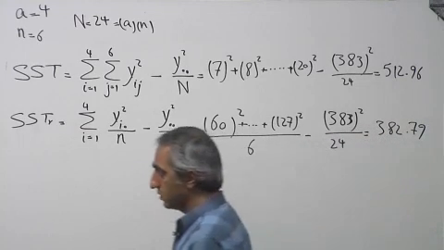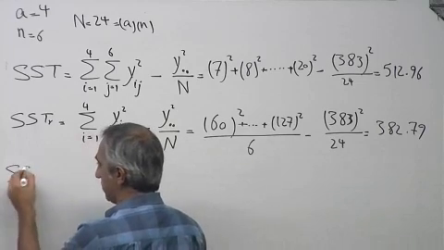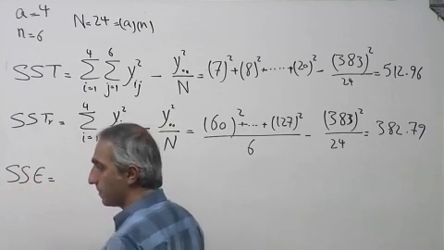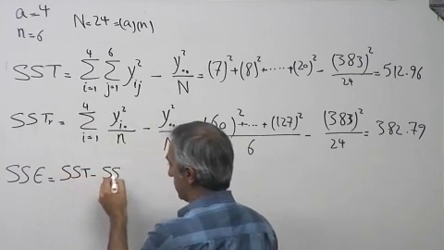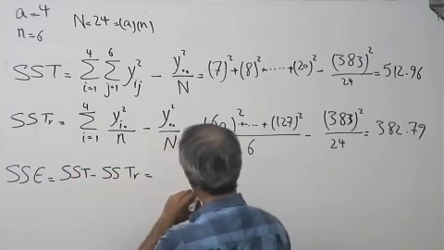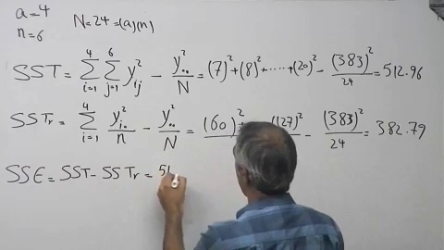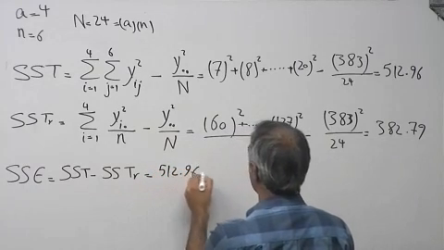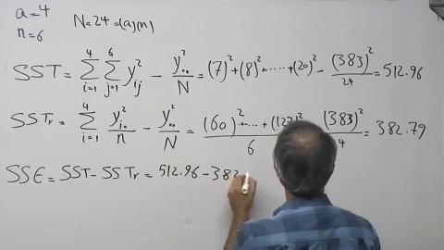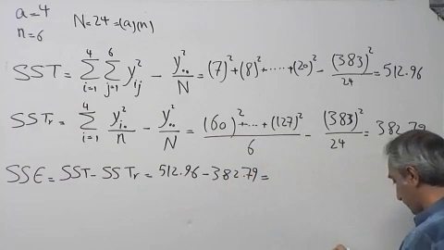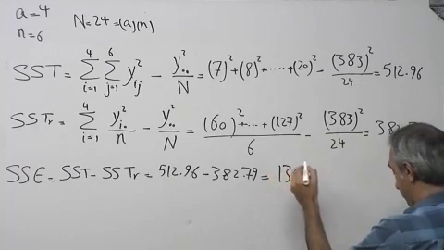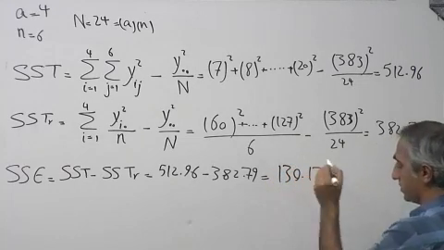Okay, so what is the next step? SS of error, which is SS of total minus SS of treatment. In this case it is 512.96 minus 382.79, which gives us 130.17.